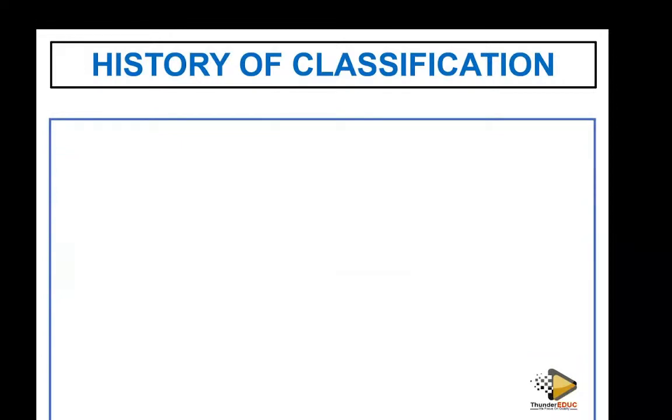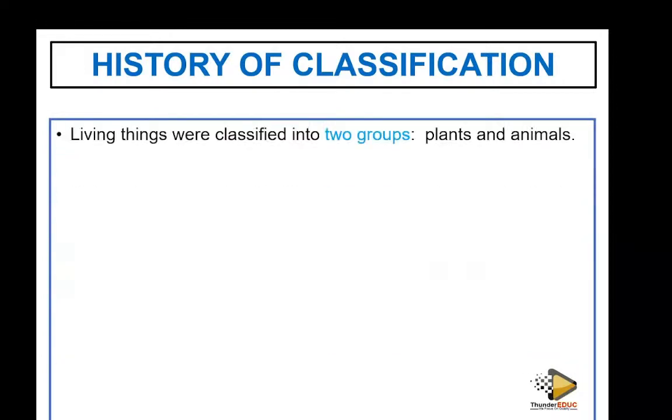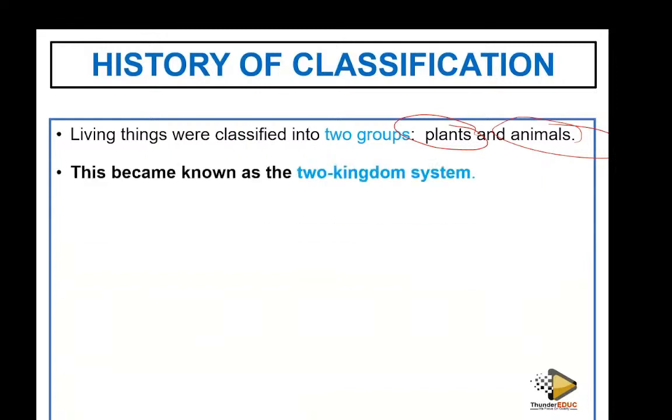Number one, we started with the classification of two groups. Living organisms were classified into two groups at first, that is plants and animals. But not all organisms in this world are plants and animals. At the beginning, they classified them as plants and animals, so we call it a two-kingdom system. This became known as the two-kingdom system, meaning that you have the kingdom for plants and the kingdom for animals. But because scientists, when more information comes in, take more time to discover, they say that no, there are other organisms which are not plants and they are not animals.